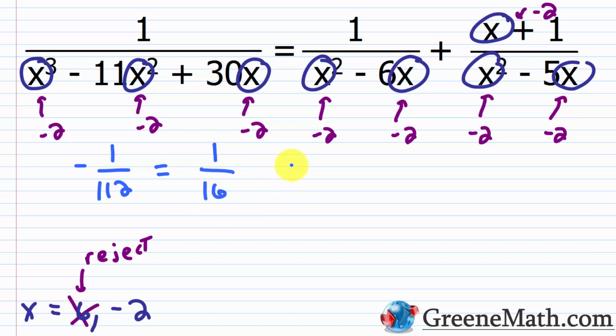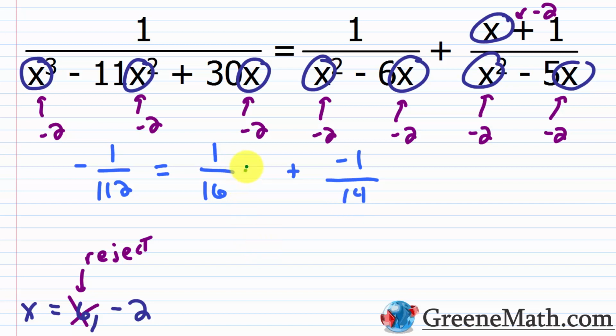And then we have plus negative 2 plus 1, which is negative 1, over negative 2 squared, which is 4. And then you've got negative 5 times negative 2, which is going to be plus 10. So this is going to be 14 down here. Okay, so what's the LCD? Well, 14 is 7 times 2, and 16 is 2 to the 4th power. So it would be 16 times 7, which is 112. Okay, so that's my LCD.